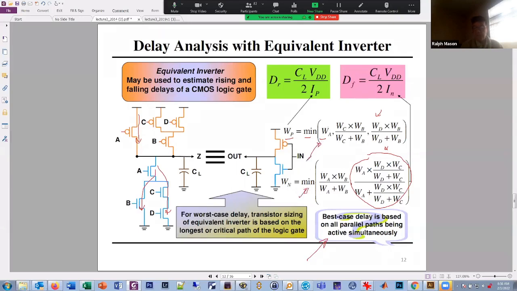And usually we're interested in the worst of the worst. I get the W effective for the P's and the W effective for the N's, and then depending on their mobilities and their effective W, I get the worst case of both the N's and P's. And that's the one I'm really interested in the most because it's the worst of the worst. Any questions?